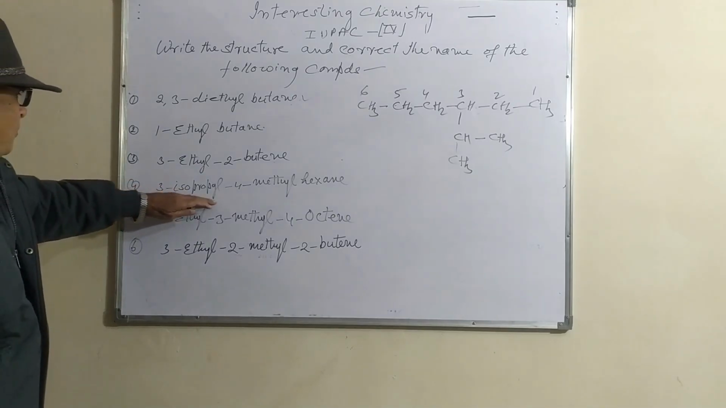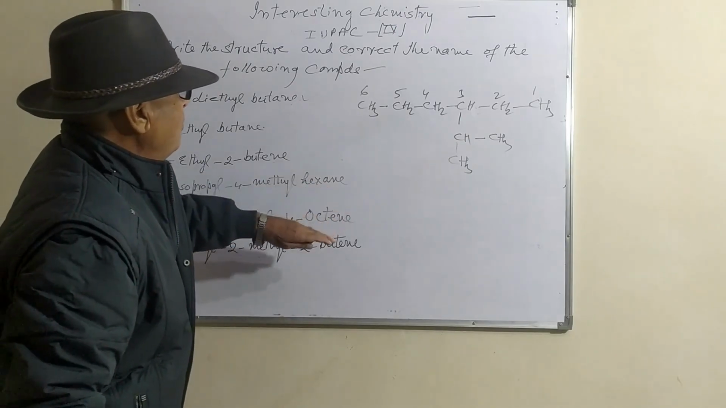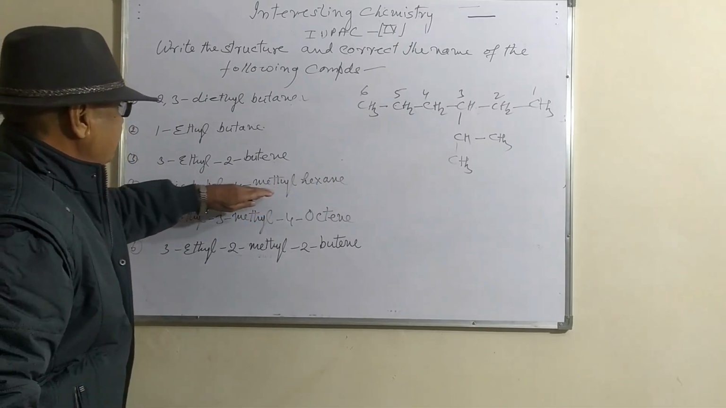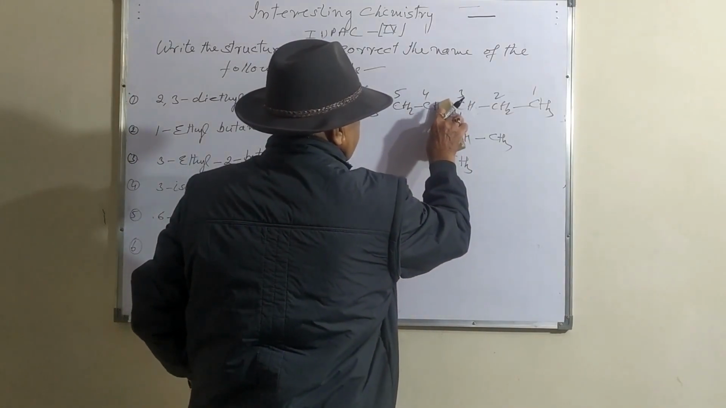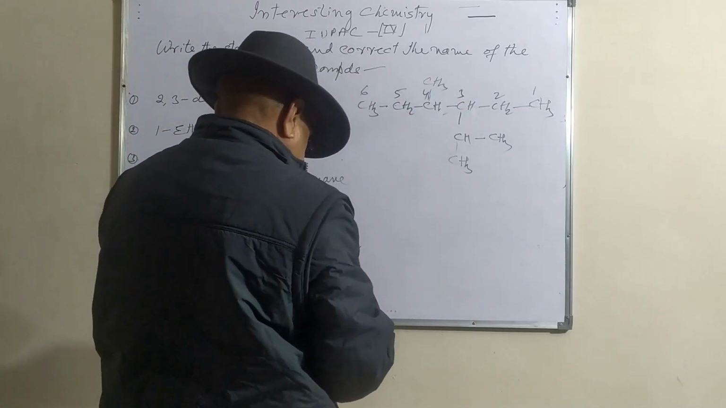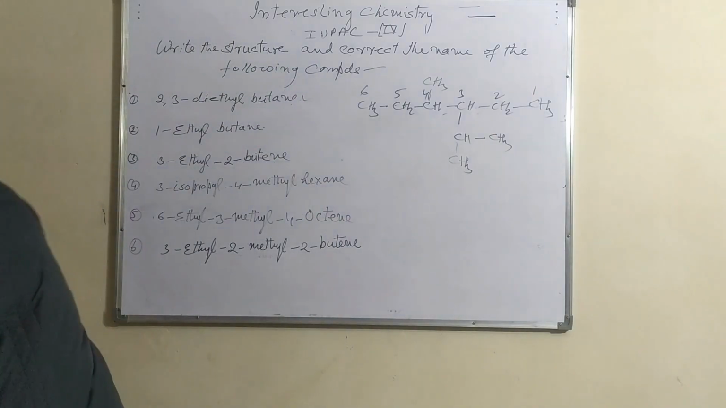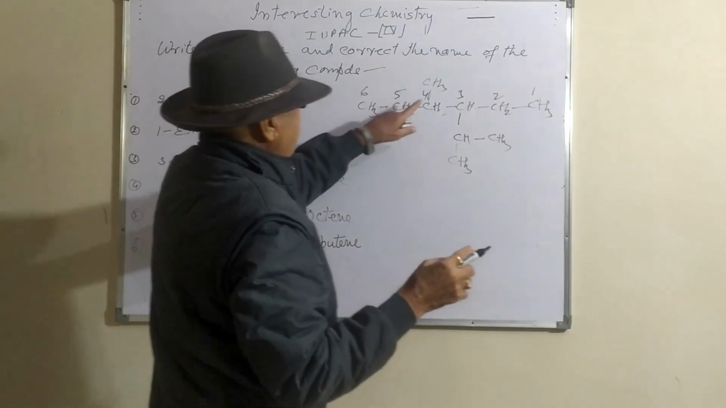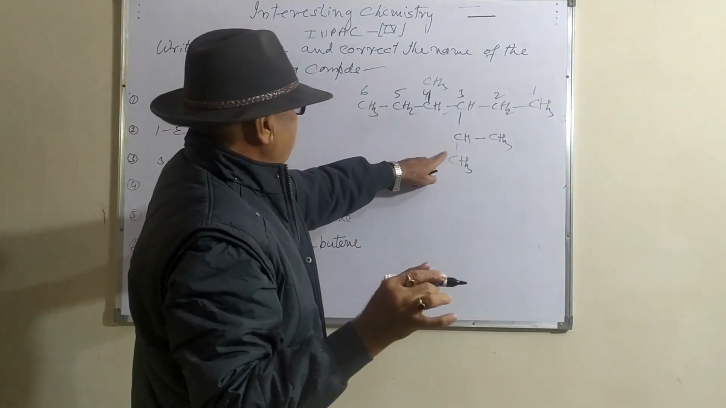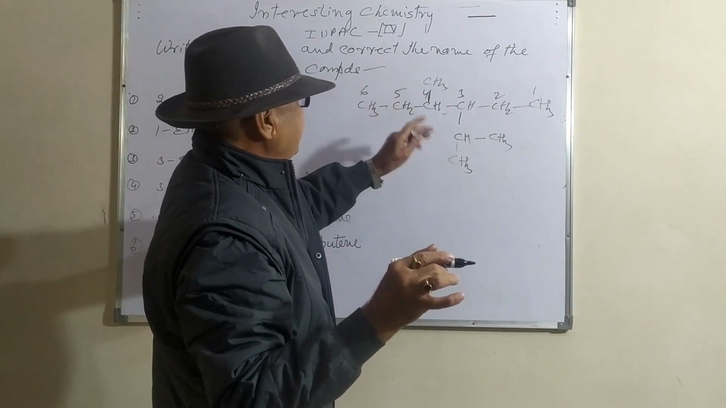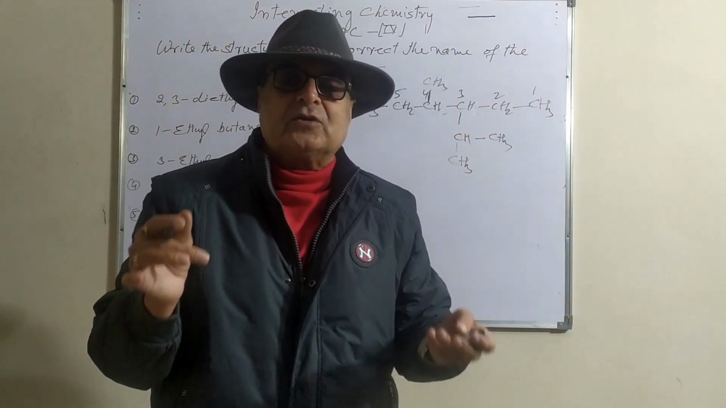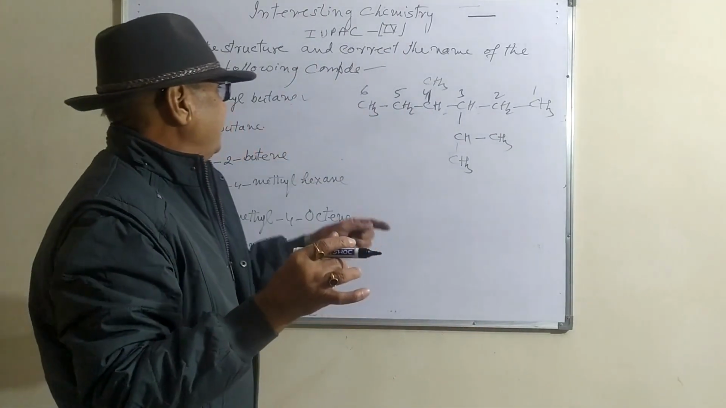The 3-isopropyl, 4-methylhexane. Here is the 4-methyl, so you write 4-methyl here. So the name is 3-isopropyl-4-methyl. Now see whether this structure and this name are correct or not.